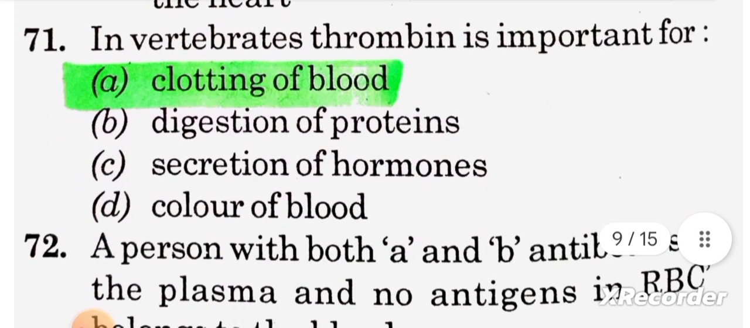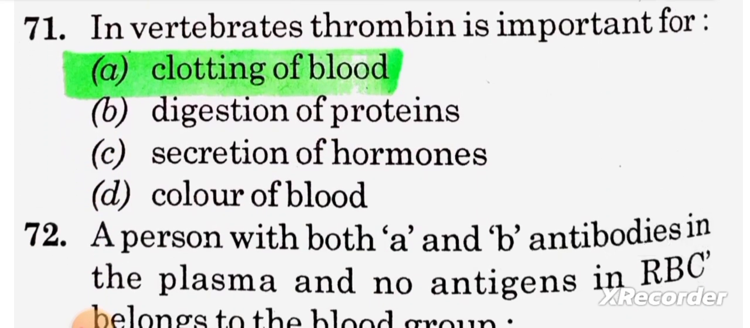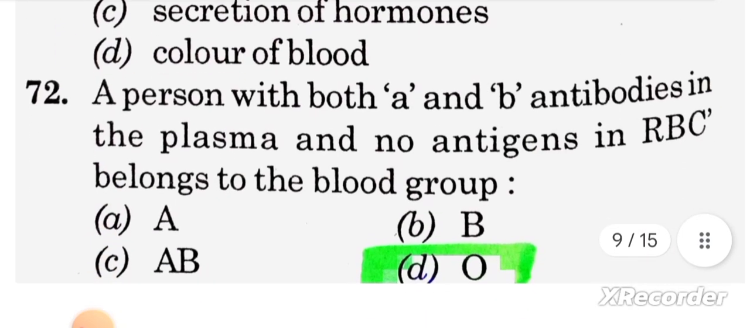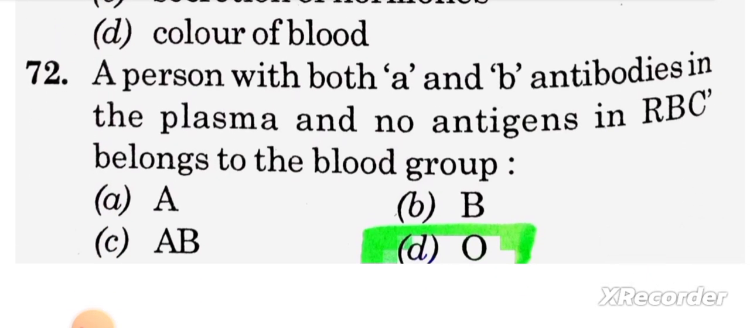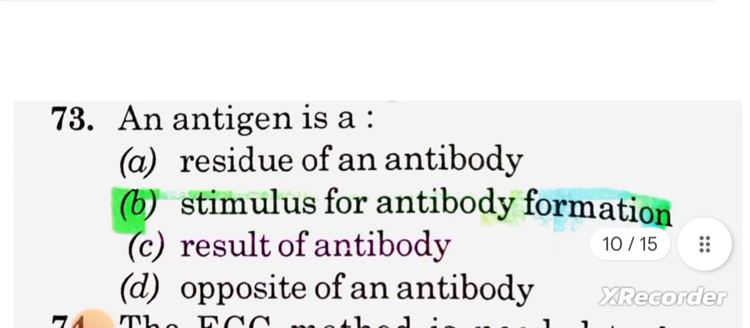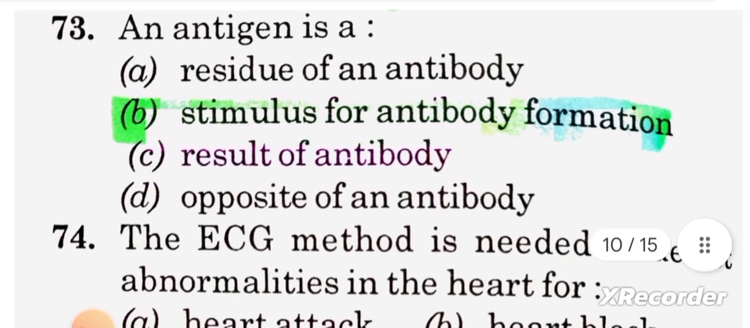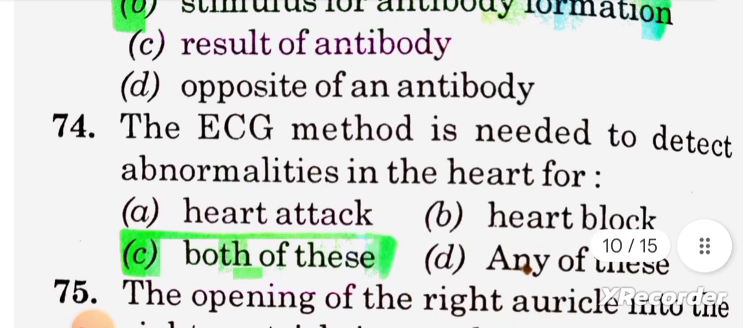Next 71. In vertebrates, thrombin is important for clotting of blood. Next 72. A person with both A and B antibodies in the plasma and no antigen in RBC belongs to the blood group. Answer D. O positive. Next 73. An antigen is a answer B. Stimulus for antibody formation.